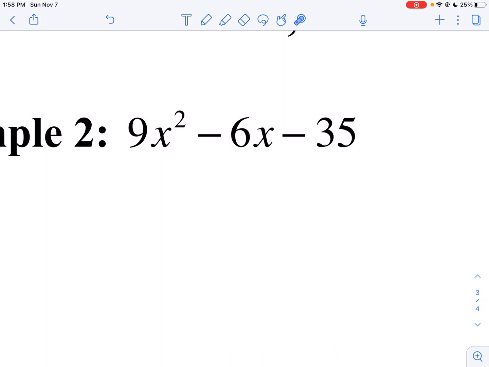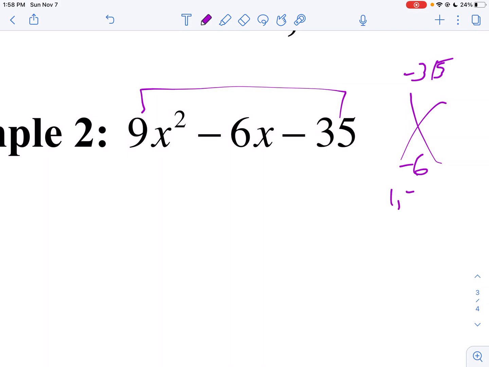So I notice I have a leading coefficient, so then I'm going to use my British method. I'm going to take 9 times negative 35. So 9 times negative 35 is negative 315. And I want to find two numbers that multiply to negative 315, but are 6 apart. And so that means my bigger number has to be negative. So I'm going to do some guessing and checking here. So 1 and negative 35, I know doesn't work.